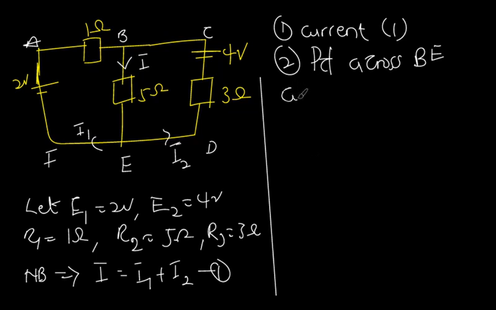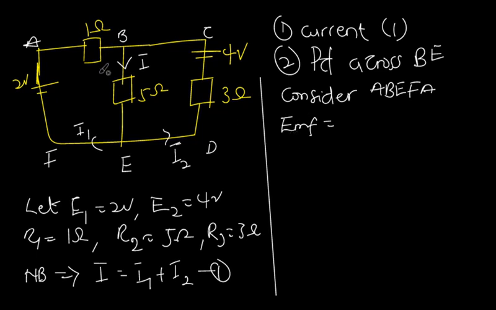So let's consider loop A, B, E, F, A. So we have A, B, E, F, A. That is a closed loop. Okay. So in a closed loop, we are saying the EMF is equal to the sum of the potential differences.